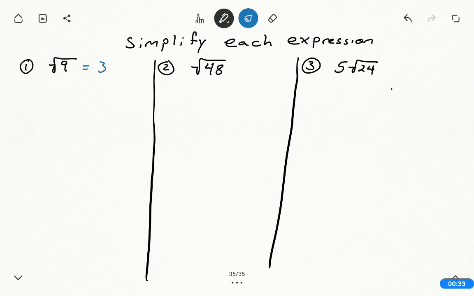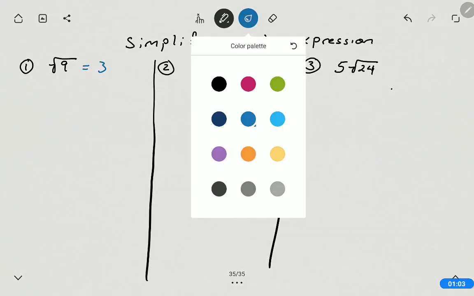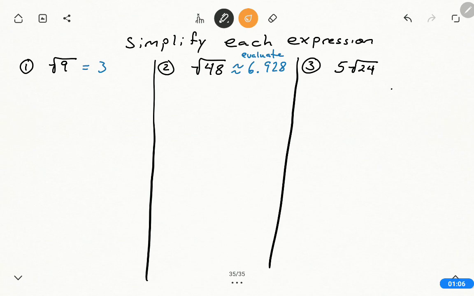However, the square root of 48 is not a perfect square. Therefore, we have to approach it in a different way. The square root of 48 as an approximate answer is 6.928. However, this is not what it means to simplify. Simplify means we're not going to have decimals. You would use 6.928 if you had the word evaluate. But to simplify, what we need to do is break it down.